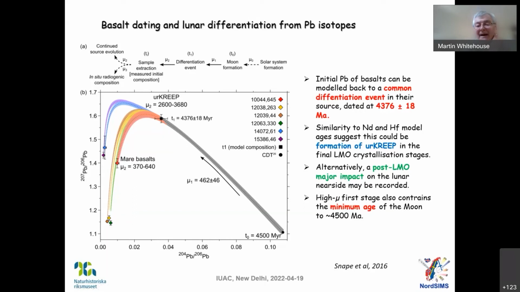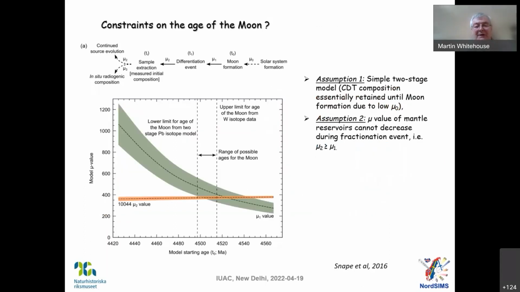Now, that also potentially gives us a way to estimate the age of the moon, because the age of the moon is still strongly debated. And so if we look at the mu1 value, we make 2 assumptions here. We have a simple 2-stage model, Canyon Diablo troilite, essentially being retained until moon formation, because we expect prior to moon formation a mu value of maybe 1 or 2, a little bit like we see on Mars. So that composition shouldn't go anywhere. So we can essentially move it. The composition stays the same, but we can assign any age to it.